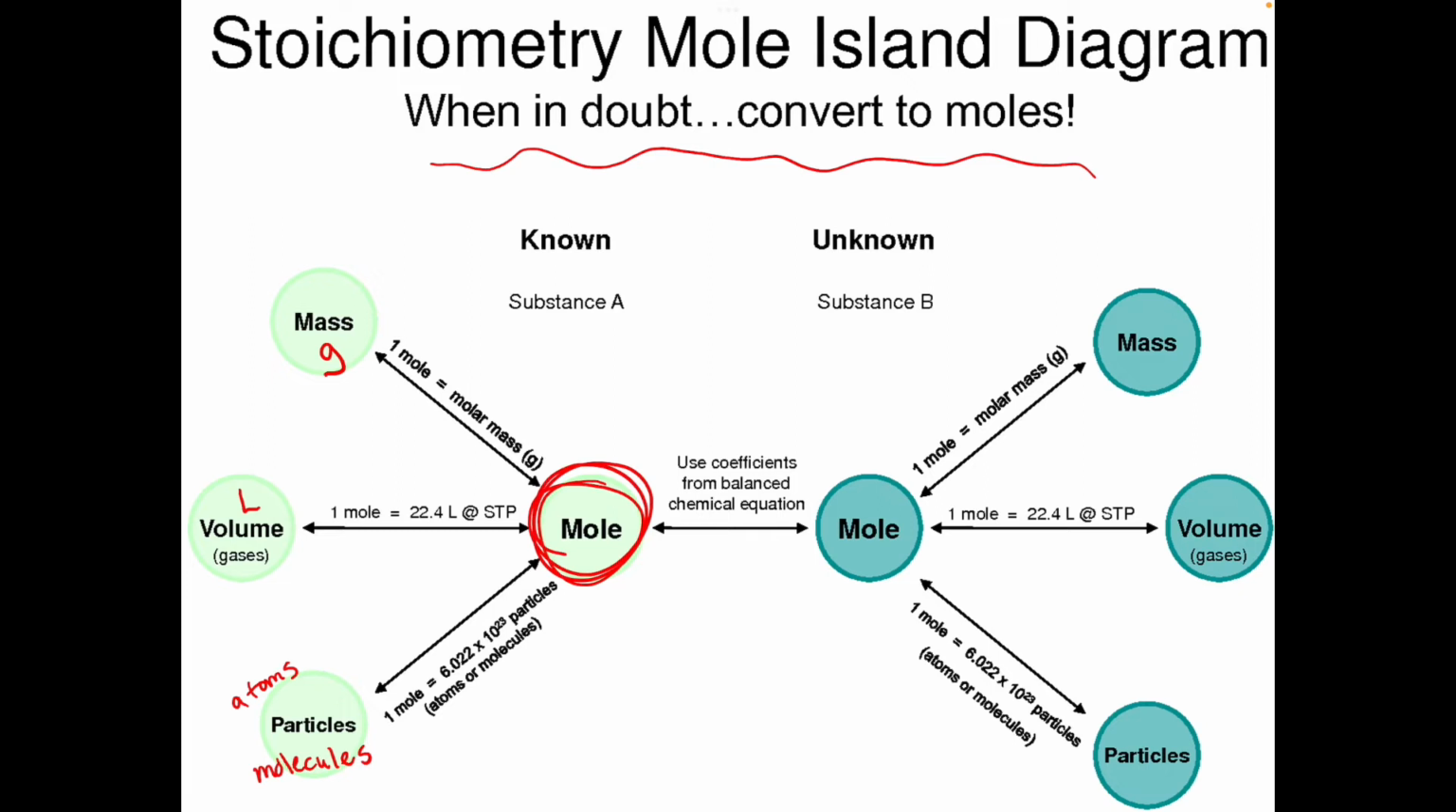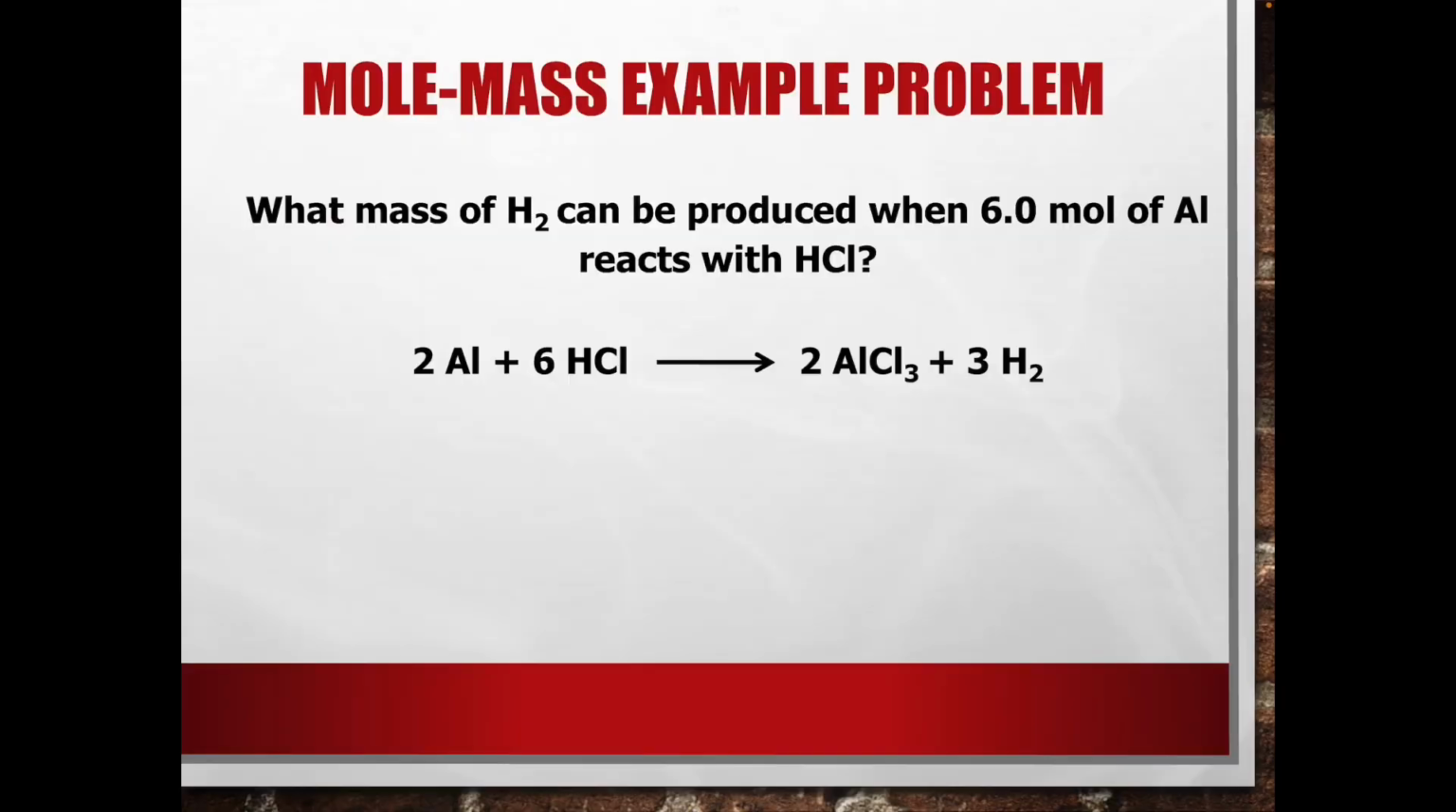But once you have moles, then you can use the coefficients from the balanced chemical equation, which we like to call the mole ratio, to convert from moles of one thing into moles of the other. Once you've used the mole ratio, then you can convert it back out of moles. You can convert it to mass in grams, volume in liters, or particles in terms of atoms or molecules. But the key here is that you always need to convert to moles so that you can use the mole ratio. All right, let's get some practice with this.